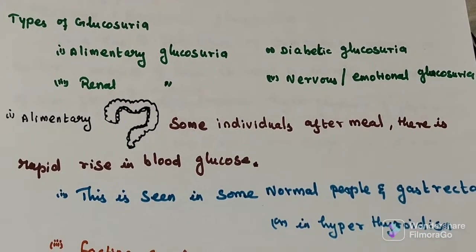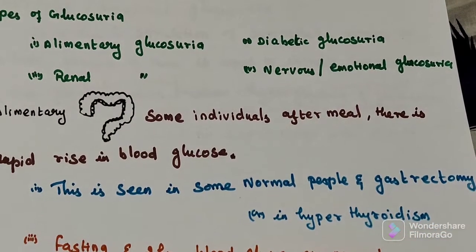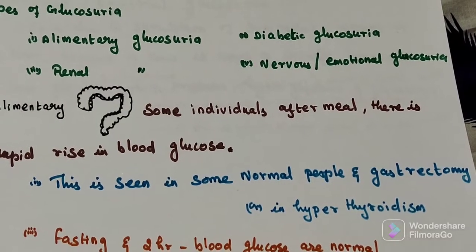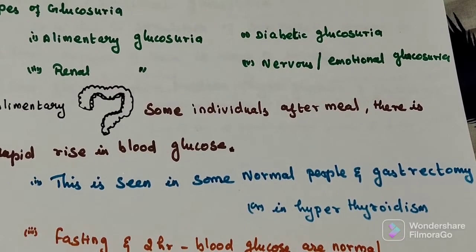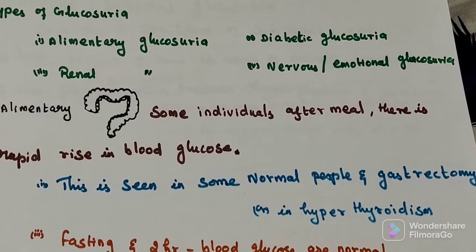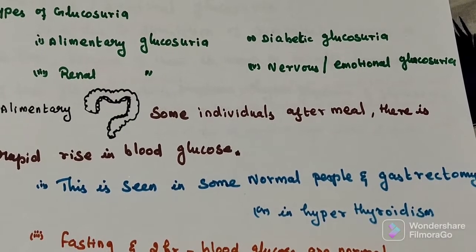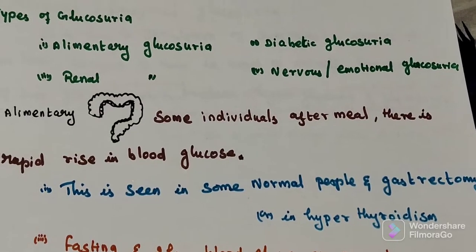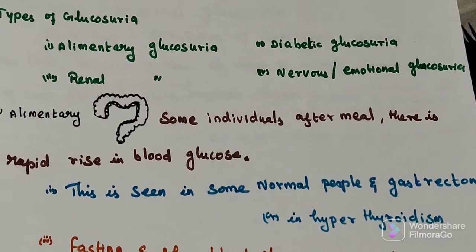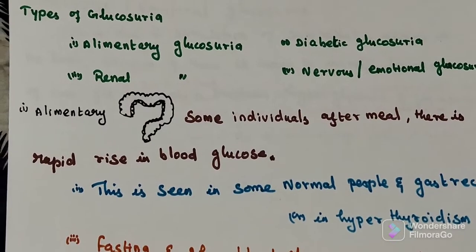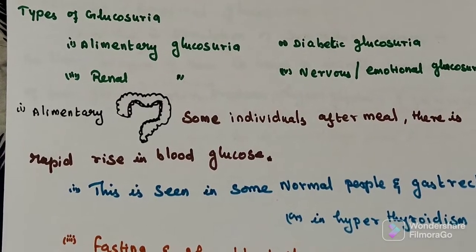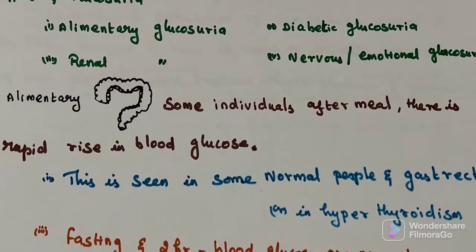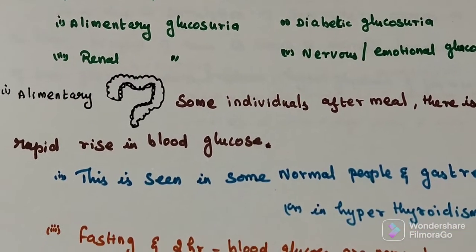In some individuals, after a meal there is a rapid rise in blood glucose which is excreted in the urine. This is called alimentary glucosuria. This is seen in some normal people.